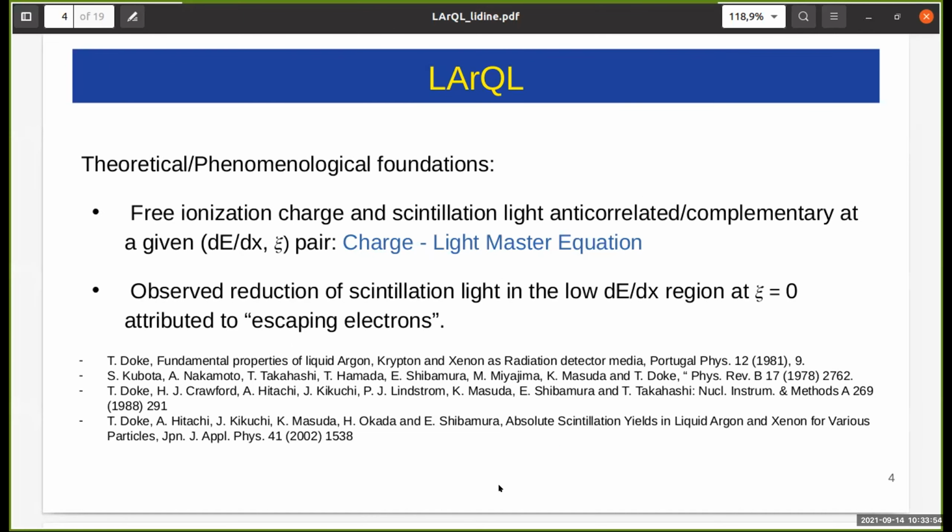So we established for that a charge-light master equation to implement the anti-correlation that Jeremy just mentioned between these two quantities. Another important issue addressed with this model, and which is actually our starting point, is the observed reduction of scintillation at low dE/dx region and zero field.